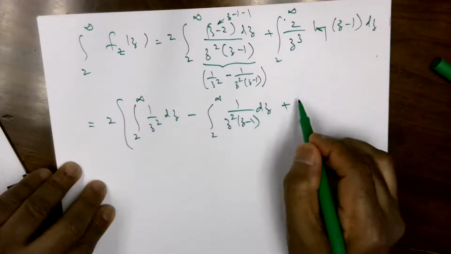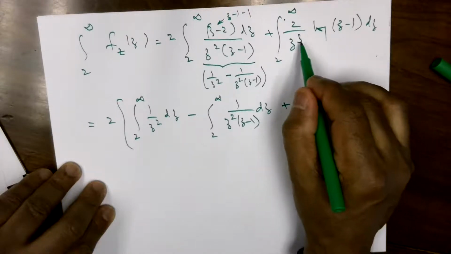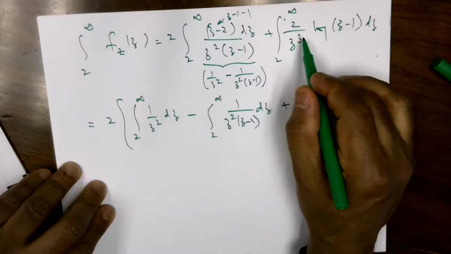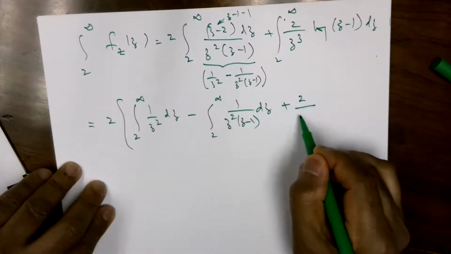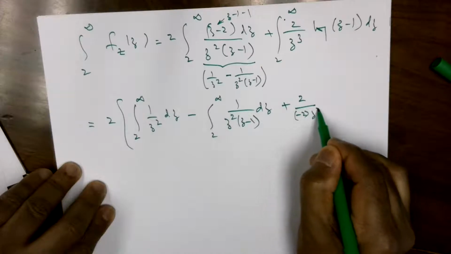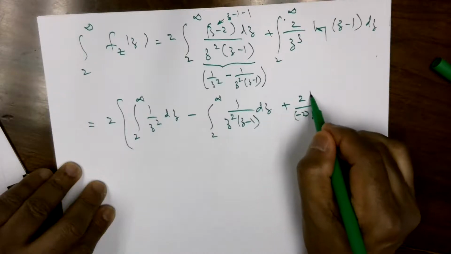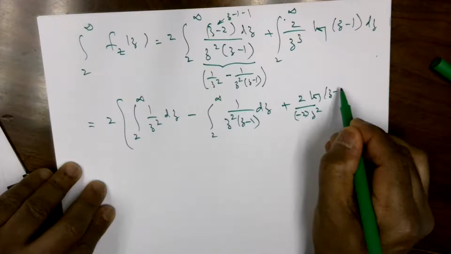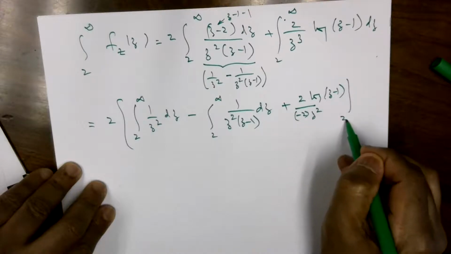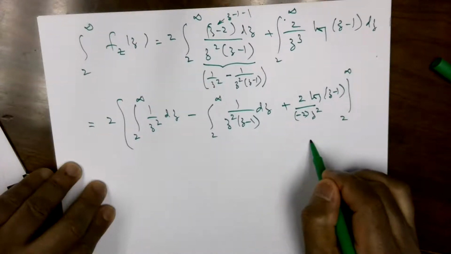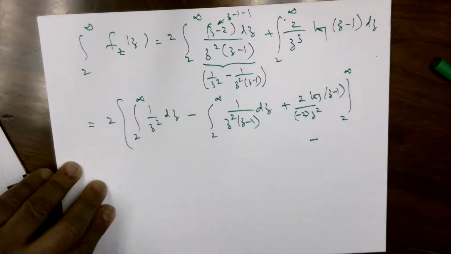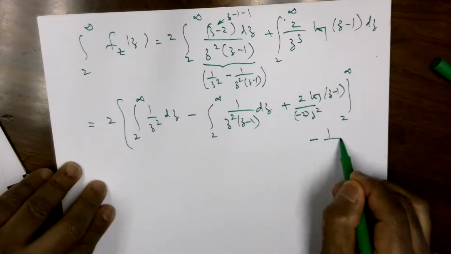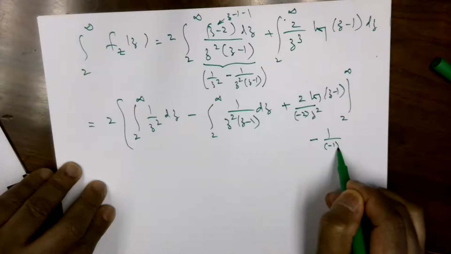So this we can do by parts. This is 2. So if this is dv, u is going to be minus 2 multiplied by z squared, multiplied by log of z minus 1, from 2 to infinity, plus one more term, minus. So notice that 2 cancels. You had a minus 1 before.